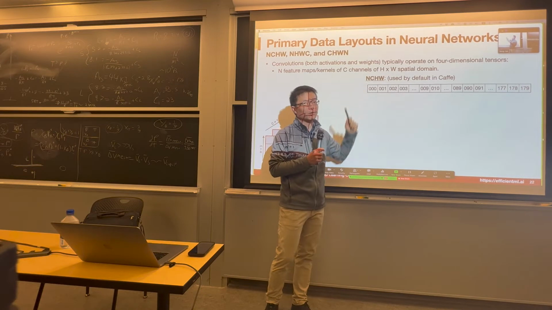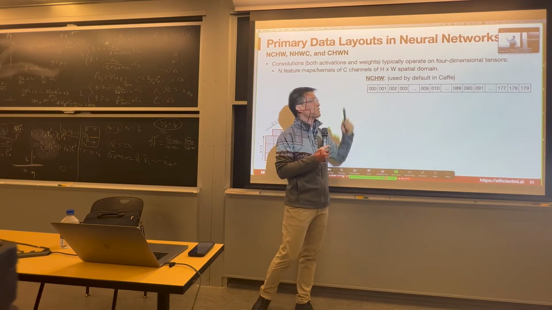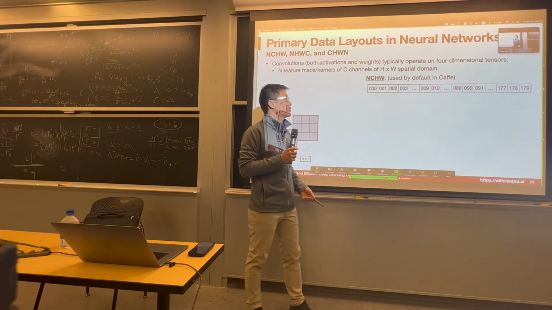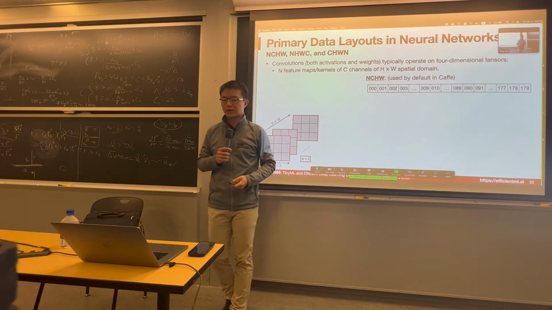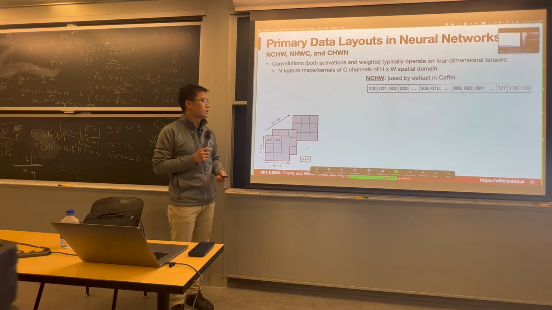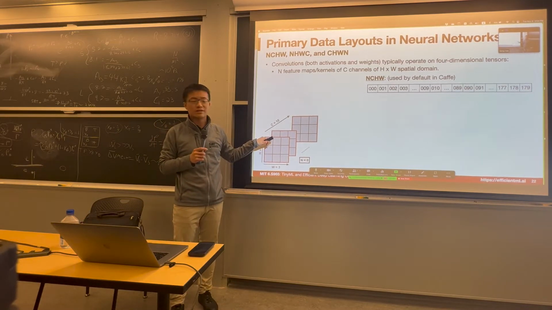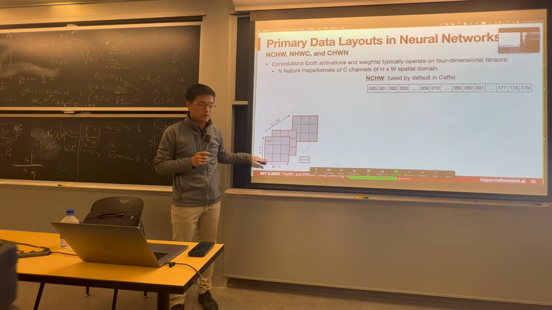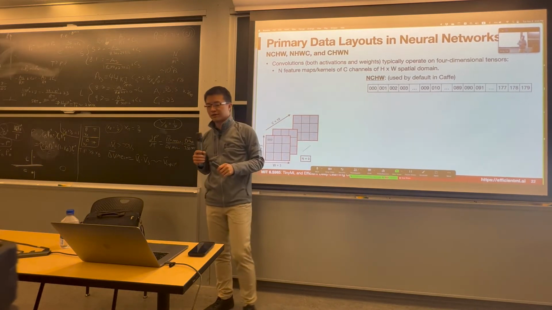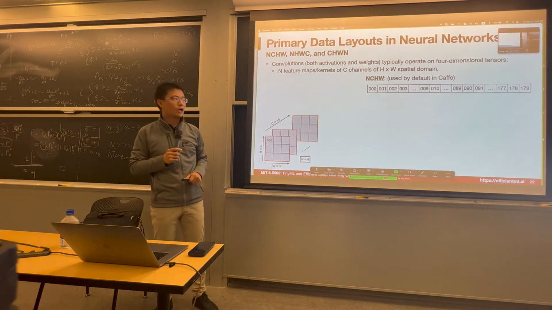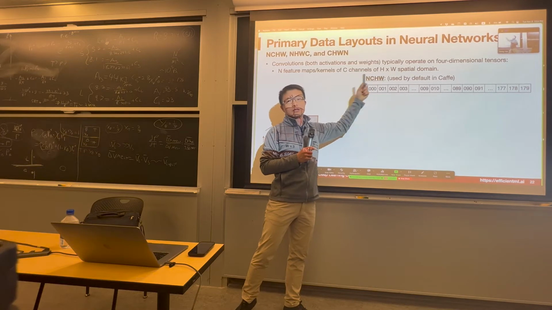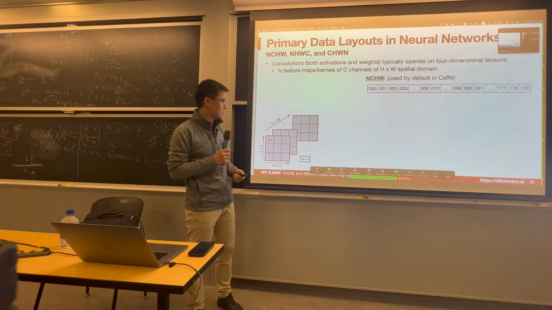So NCHW means the height and width dimensions are in the inner loop, and C is the next order, and N is the outside. Here we made an animation to represent that. If you have NCHW, the first element is here, so this is the H dimension, this is the W dimension, this is the channel dimension, and if we repeat that, we have the N dimension. So if we have NCHW, the inner loop, the dimension that is changing the fastest, is actually the W dimension.